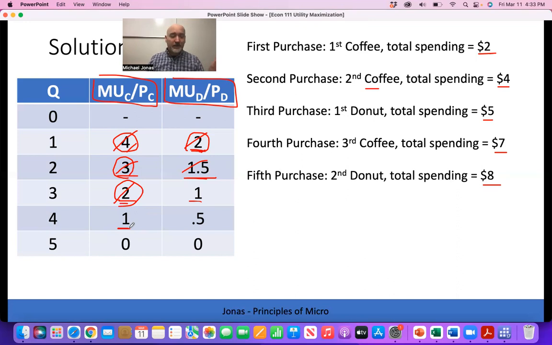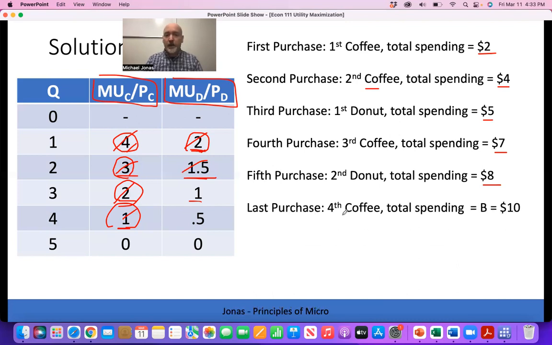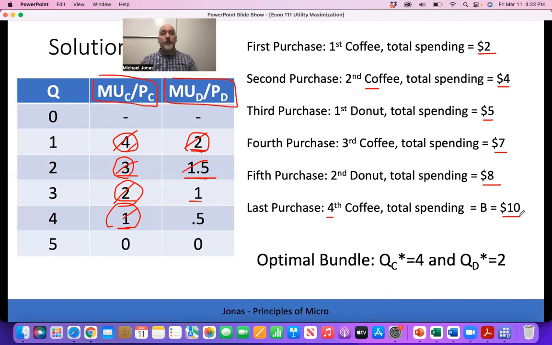Just to make it come out even here, on a whole number consumption bundle, let's imagine the consumer buys that fourth cup of coffee because they have $2 left to spend, and they spend it all on that cup of coffee. That'll be the sixth and final purchase, fourth cup of coffee, spent $2 more, bringing our spending up to $10, which was our budget. So now we have this consumer's daily optimal bundle of coffee and donuts, 4 cups of coffee and 2 donuts.